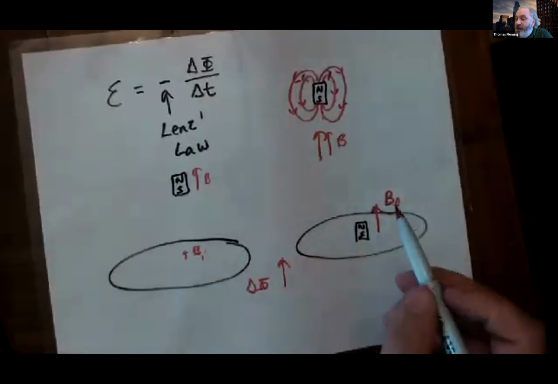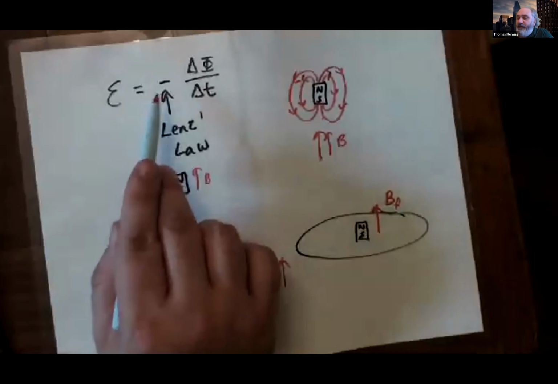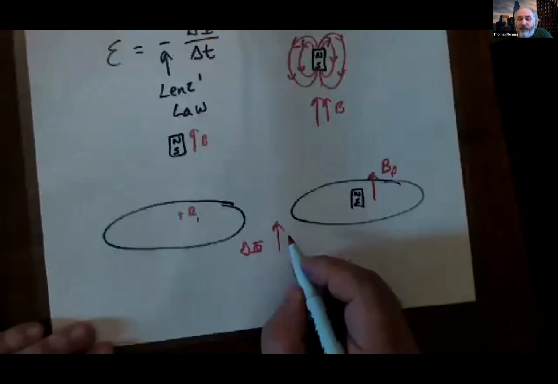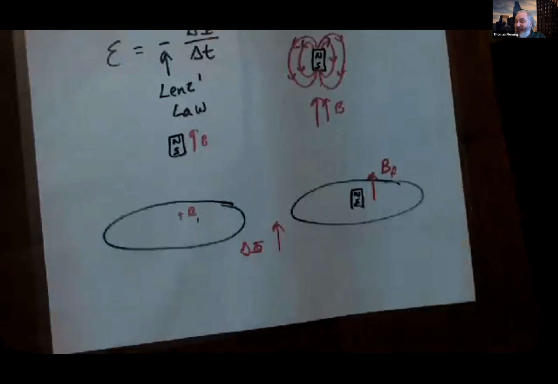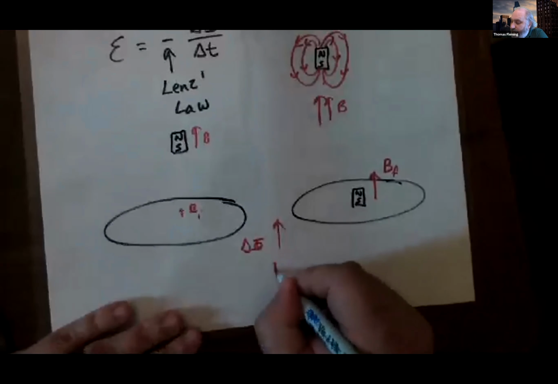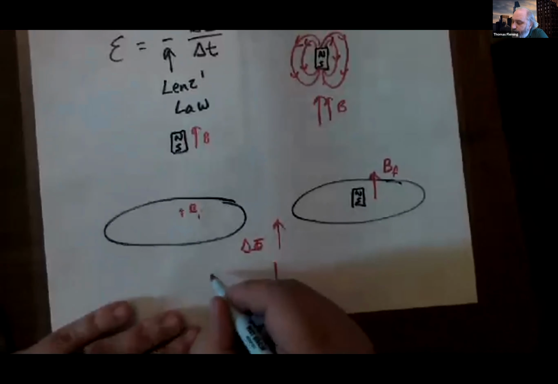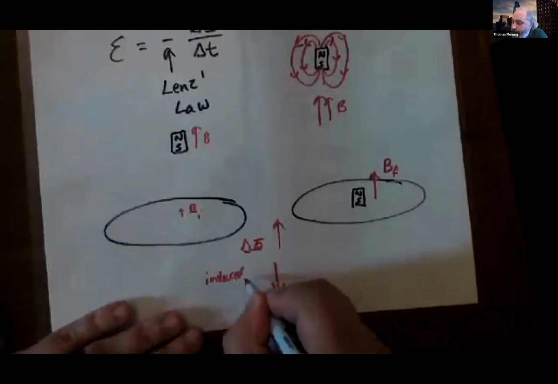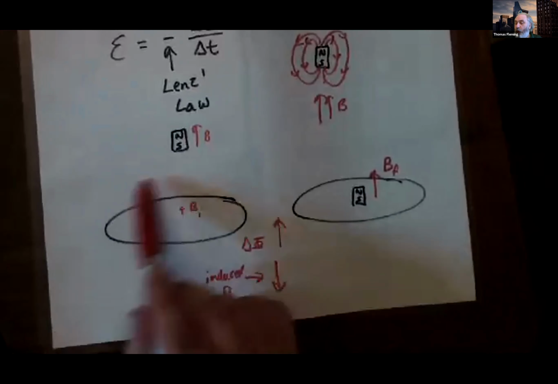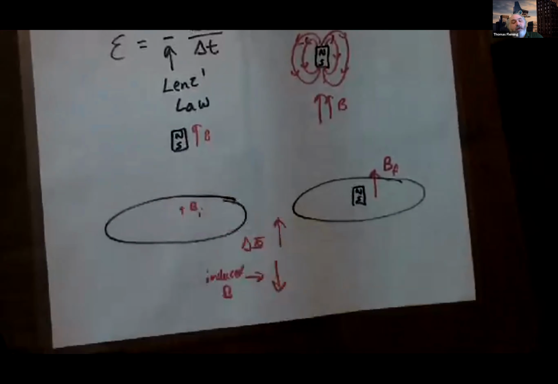Now, what's going to happen is Faraday's law says that the induced EMF will oppose the change in flux. So the induced EMF wants to create a magnetic field to cancel out this change. And it wants that created magnetic field to be in the opposite direction. So obviously, the induced EMF wants to create a magnetic field in the opposite direction, right? Now, how would a coil of wire generate a magnetic field that's downward?